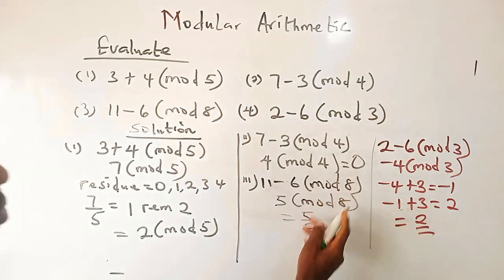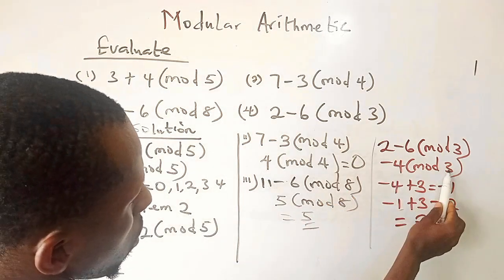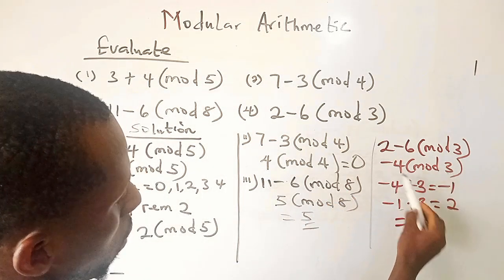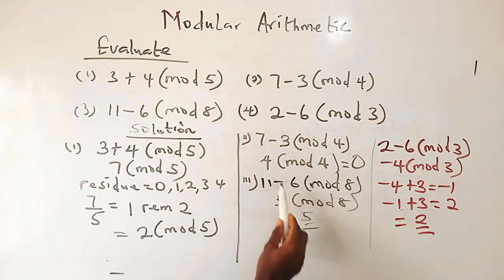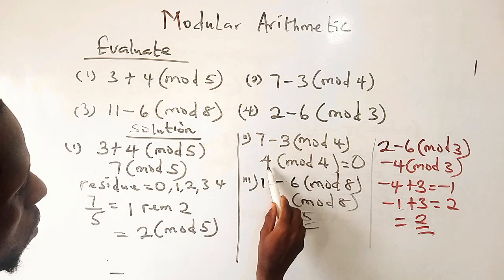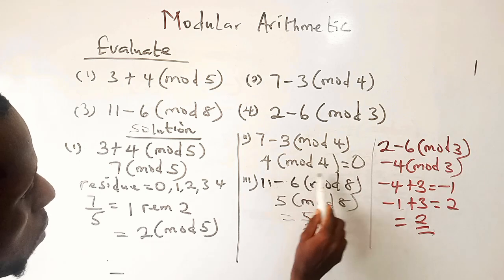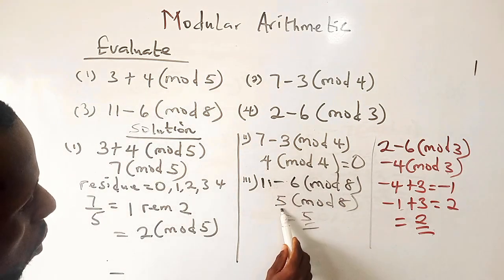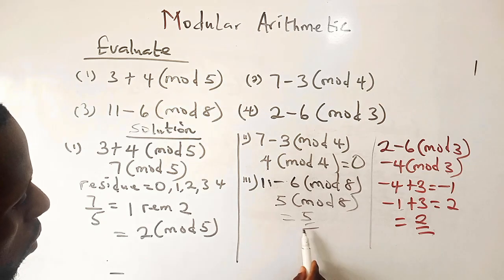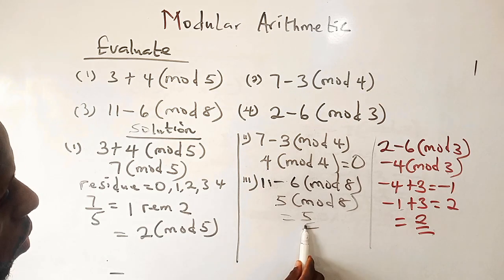So when you have a negative integer, keep adding the modular number till you arrive at the first positive integer. When we have the same integer and the same modular number, your answer is 0. And when the integer is less than the modular number, the answer is the integer.